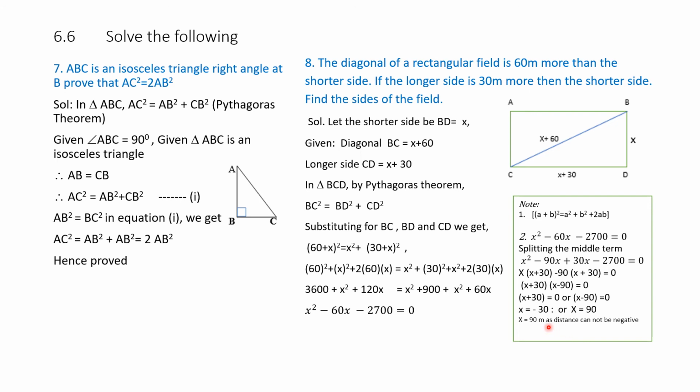X is equal to 90 meter has to be taken and minus 30 is to be rejected. Please note here it is a simple factorization. In case you are not able to solve using the splitting the middle term method or factorization method, you can use the formula method also, which you are familiar with in chapter number 4. So here the solution is x is equal to 90 meter.